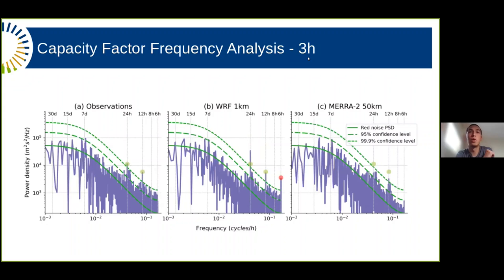Finally, with capacity factor, we got similar results as with the hourly time series. We also got differences in periodicities, but all the main energy components are able to be reproduced. The MERRA-2 grid also has a poor performance in this reproduction. We can see clearly that the periodicities marked in green are not completely reproduced. And in shorter periods, at the rightmost part of the plot, we can see a complete decrease of this variance.